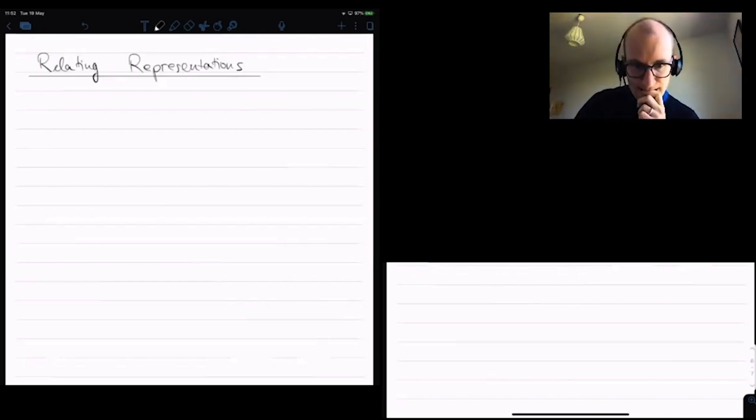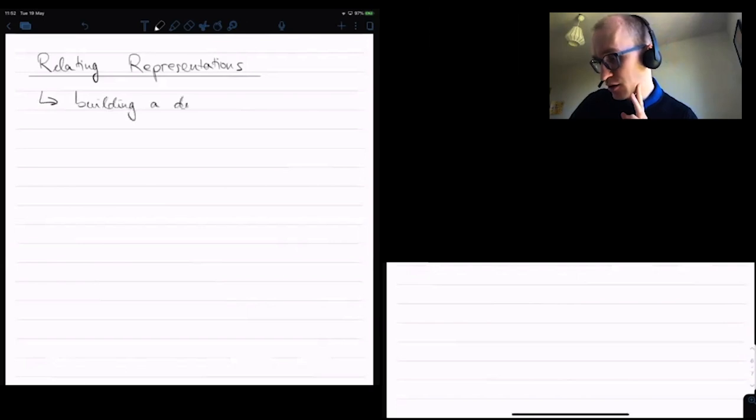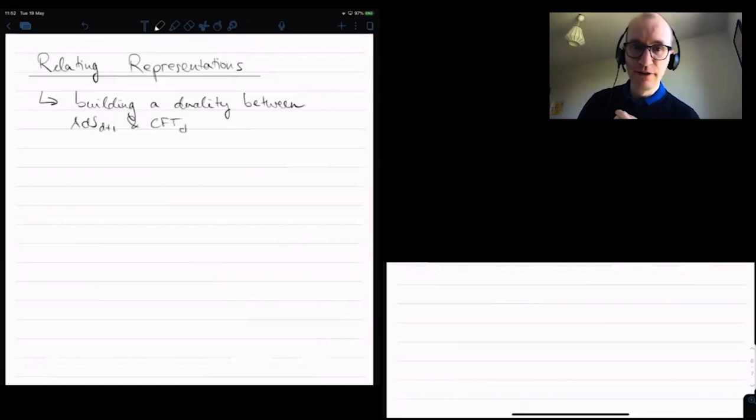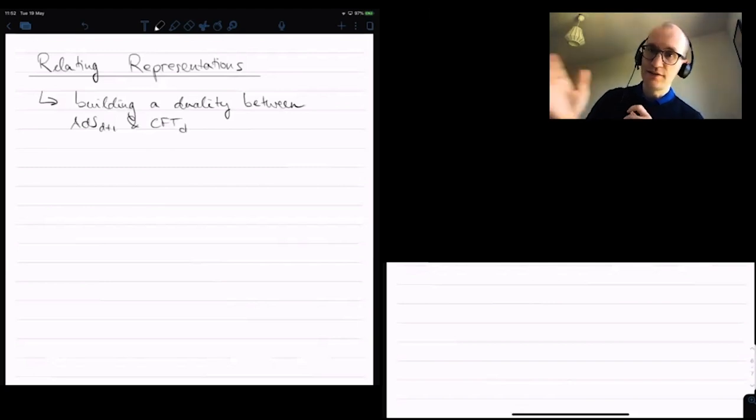So this is basically towards building a duality between ADS D+1 and the D-dimensional CFT. And we're already working now towards the notion that in some very strict sense the CFT is going to be on the boundary, and the theory on ADS lives on the entire ADS space.